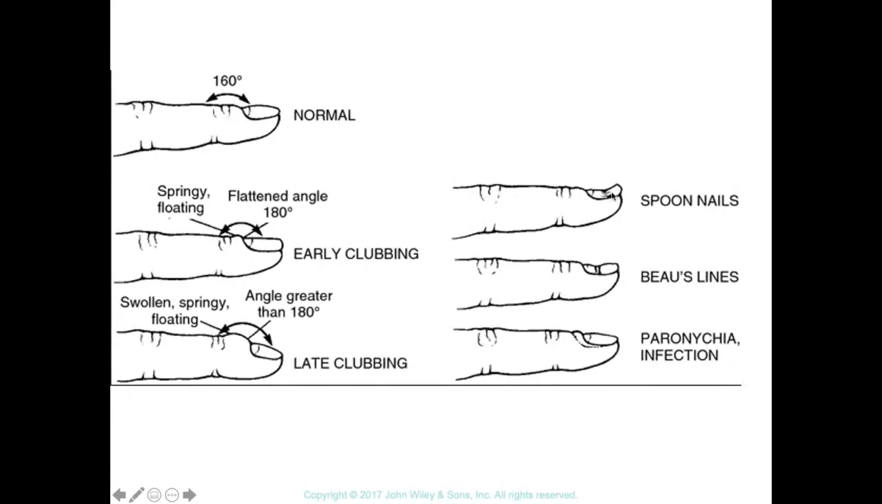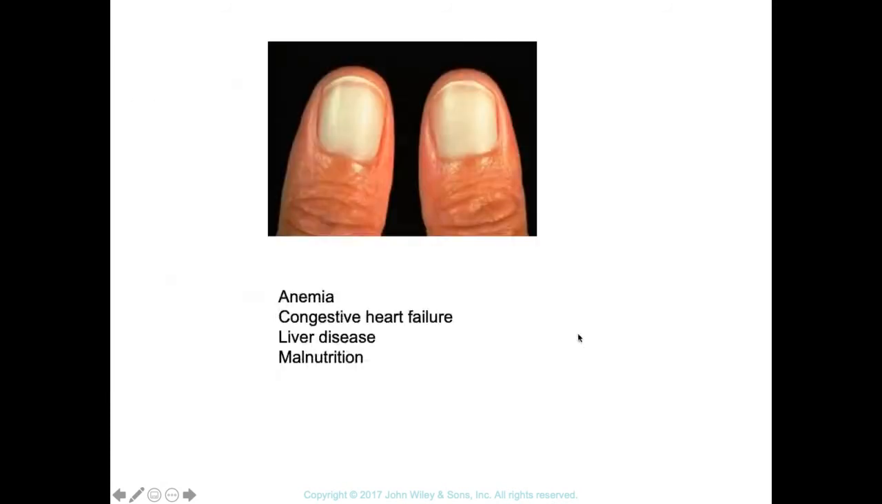We see that typically in fungal infections and diabetics. Here's Beau's lines. I wouldn't worry too much about Beau's lines. Paronychia here, this gets red and inflamed typically when people get their nails done at a salon. If they reuse nail files or they don't disinfect properly, you can get a pretty bad infection over here. White nails, this is typically seen with anemia. The nail body should be pink, but if there's like a B12 anemia or an iron deficiency anemia, it becomes white.